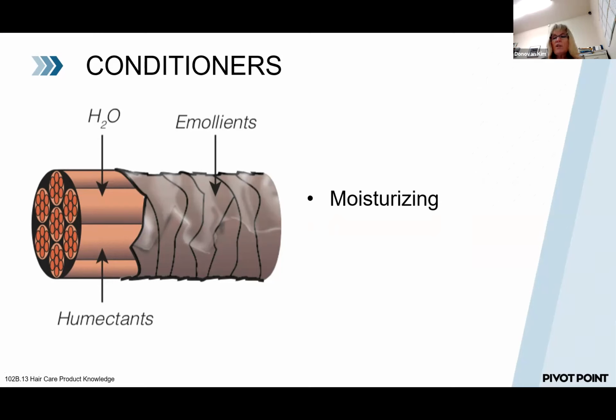So what do conditioners do? This is what conditioners do for our hair.